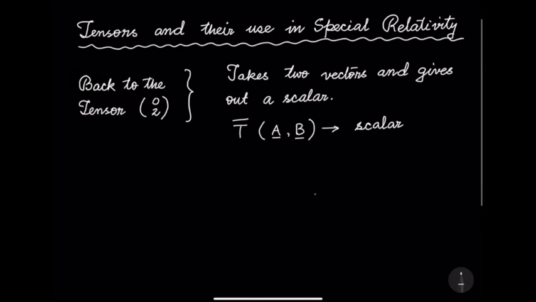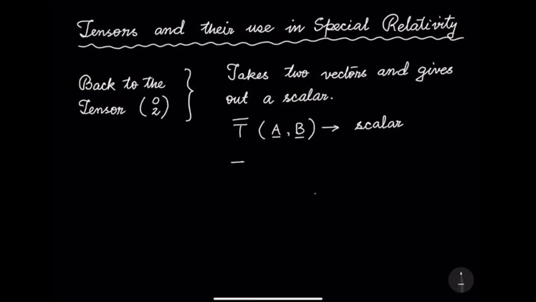And remember, if I choose these vectors to be the unit vectors, the alpha-th and the beta-th unit vector, this gives us the alpha beta component of the tensor. Now, the components are written usually with the same symbol as the tensor itself. I will just not put that bar sign on the top.